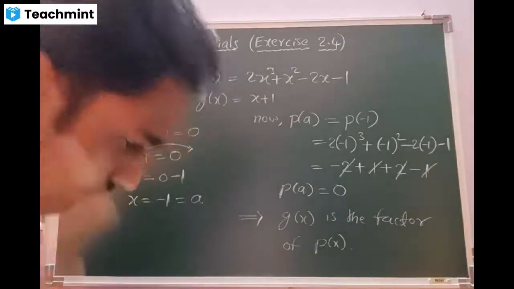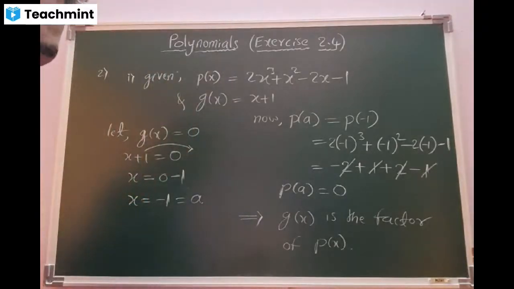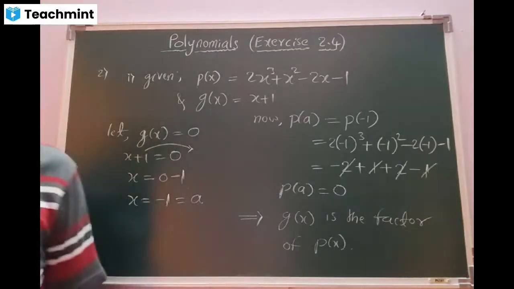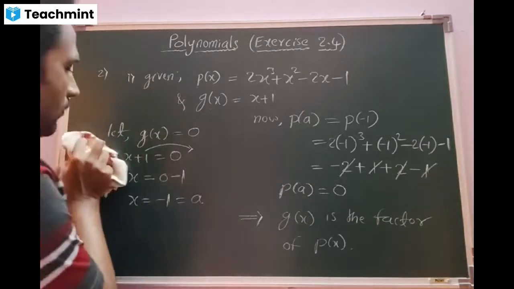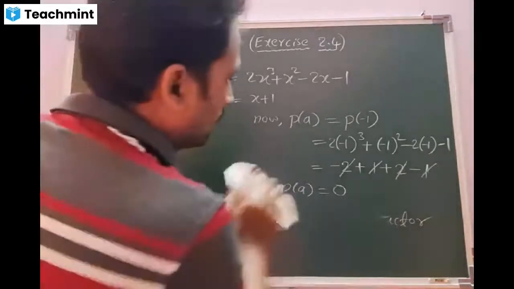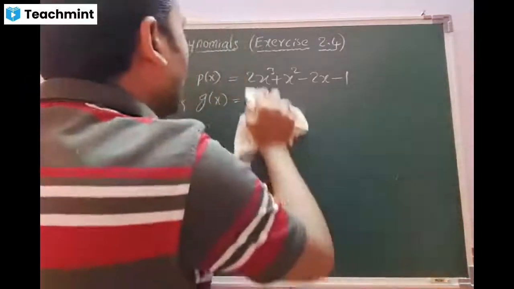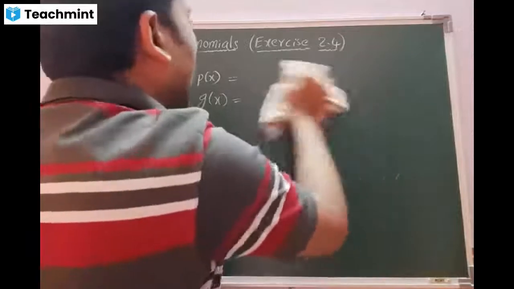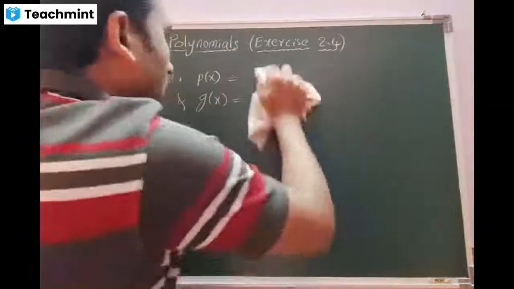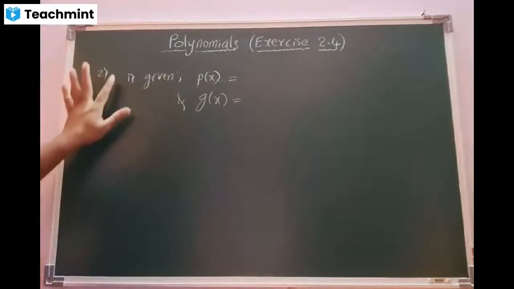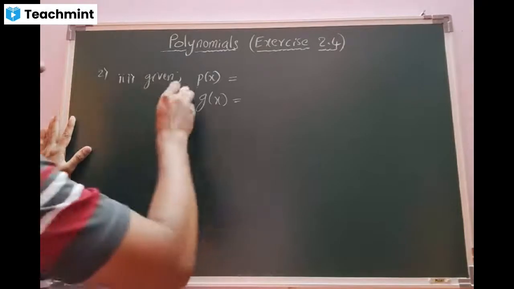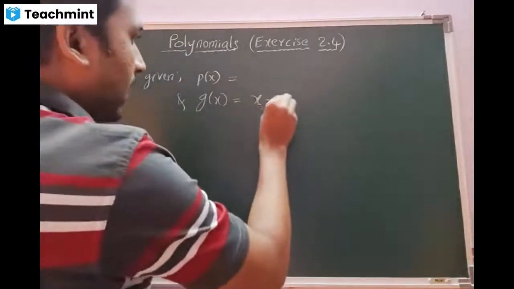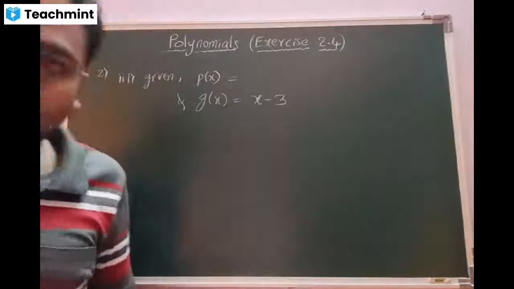Yes, sir. Veda, read the third one, beta. Second main, third question. P of x is equal to x cube minus 4x squared plus x plus 6. G of x is equal to x minus 3. Okay, let us see what will be the solution. I'm talking about the third question from the second main. Let me write P of x.